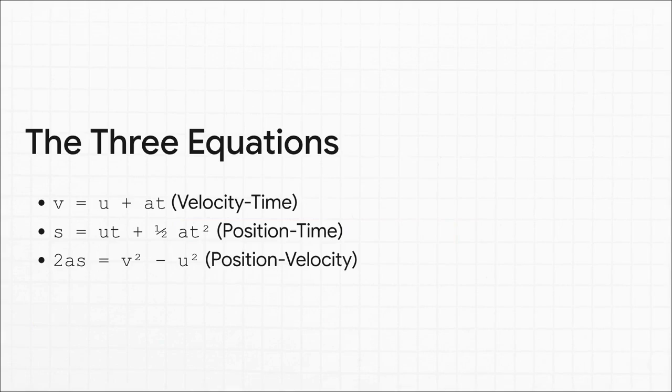And here they are, the big three. The first one connects velocity and time, perfect for finding a future speed. The second one links position and time, so you can figure out how far something has gone. And the third one, it's a genius shortcut that connects position and velocity for when you don't even know the time. This is the whole shebang.